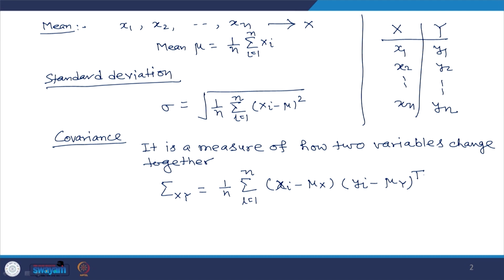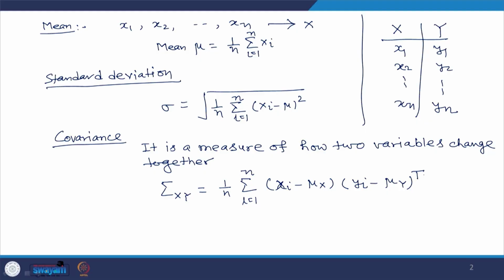So, it may be positive, it may be negative, or it may be 0. If it is positive, means the two data are changing in the same direction. If one is increasing, another one is also increasing. If one is decreasing, another one is also decreasing. If the covariance between two data is negative, then the directions of the change are opposite to each other, means one is increasing, another one is decreasing, and vice versa. If it is 0, means the two data are just independent of each other, you can't comment anything about their behavior together.